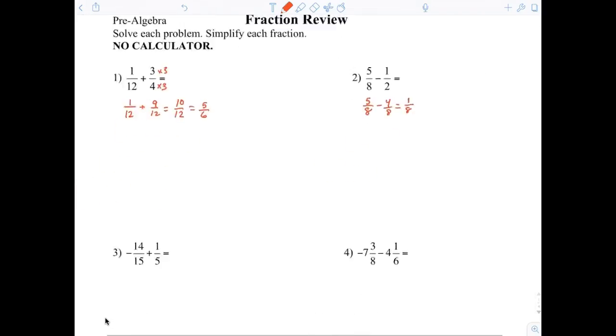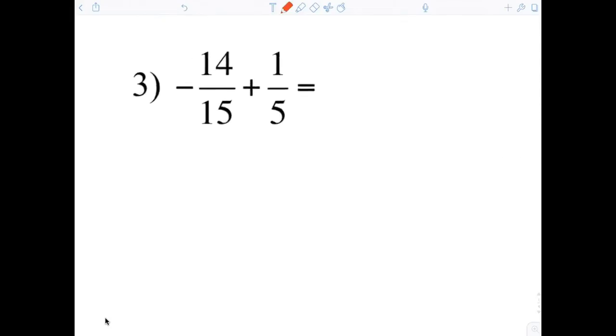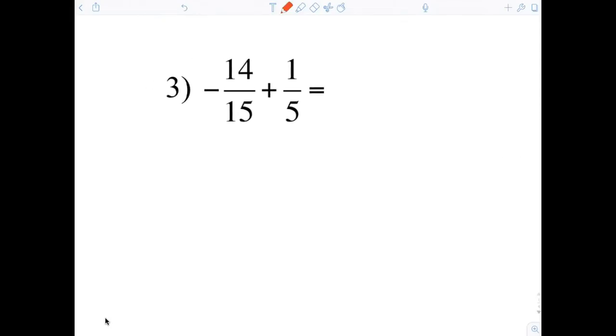Again, we're getting a little bit harder now, all right, because we got positives and negatives. Positives and negatives. Again, this time, Sebastian, common denominator is what? 15. So let's write negative 14/15 plus 1/5 is how many 15ths? 3/15.